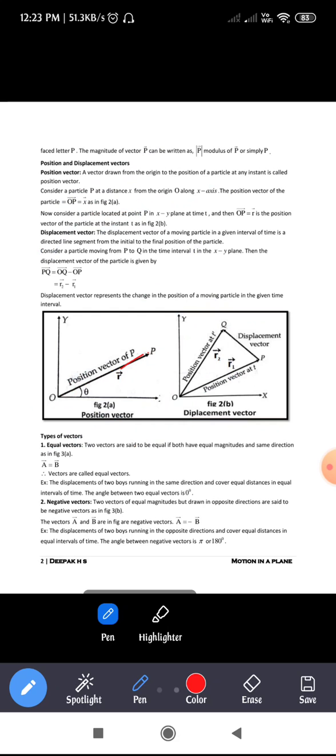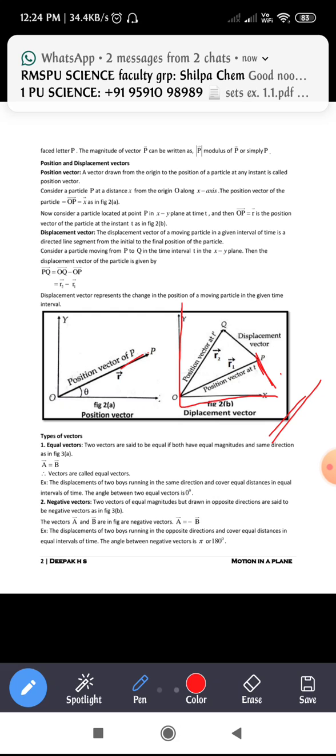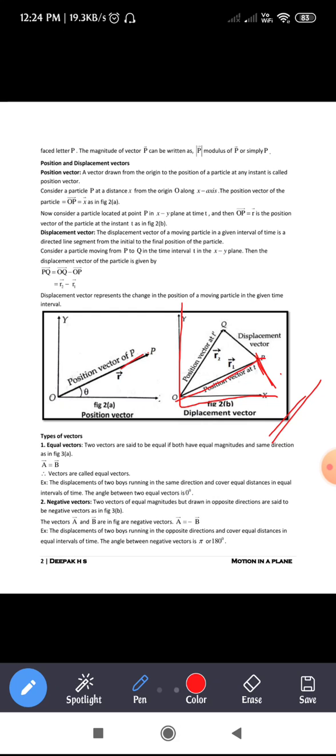Next, coming to figure B. Similarly, even in figure B, you can see we have two coordinate axes, x and y axis. Now consider that at point P the particle is situated. Similarly, this represents the position vector from the origin to the point P.